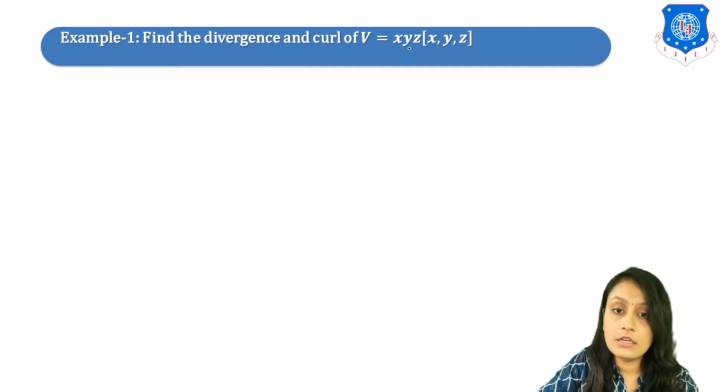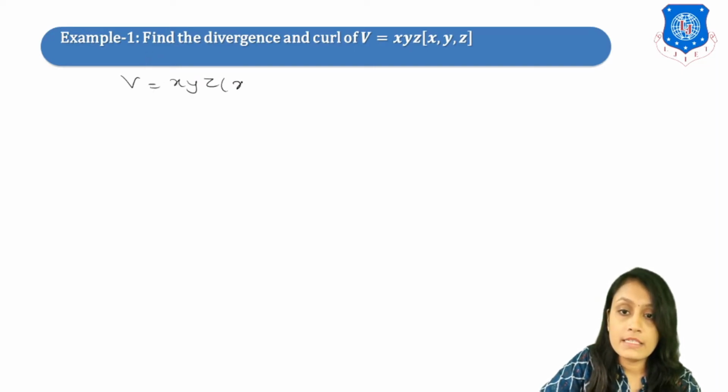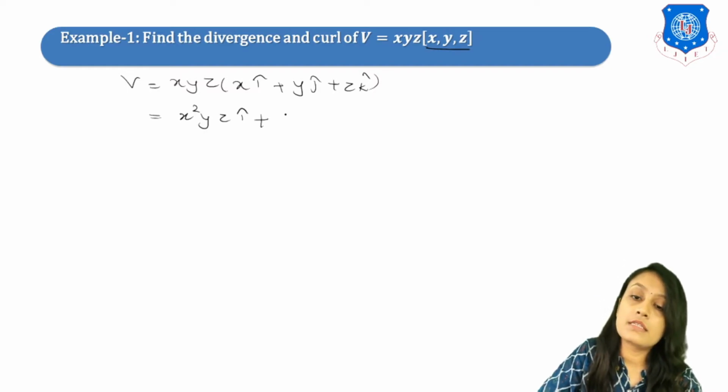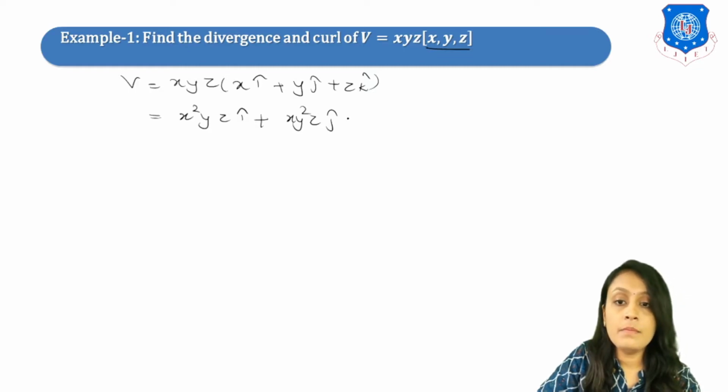Find divergence and curl of v is equal to xyz into x comma y comma z. Whenever this type of thing is given, we first have to simplify it. So xyz, and this x, y, z we can write as xi plus yj plus zk. Now multiply over here, so what you will get is x square yz i plus xy square z j plus xyz square k. This is your v. First we have to find the divergence of v, and since this is a vector, we'll write it as v bar.